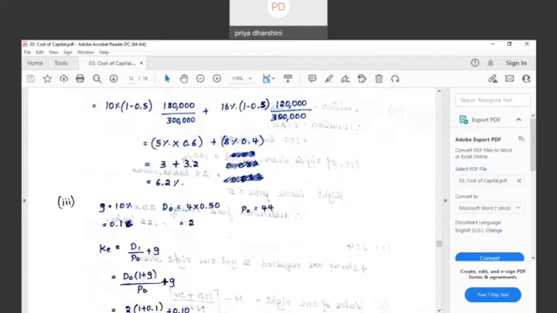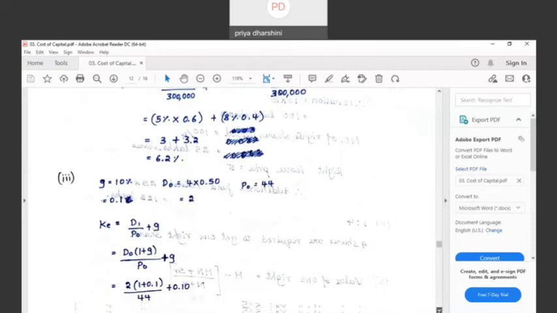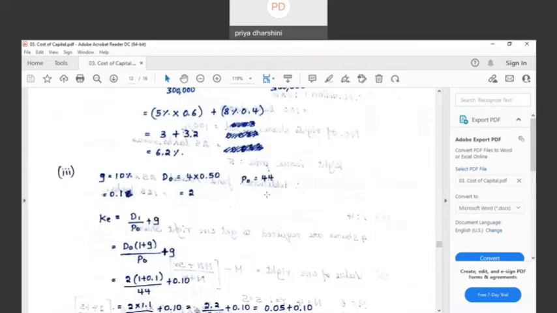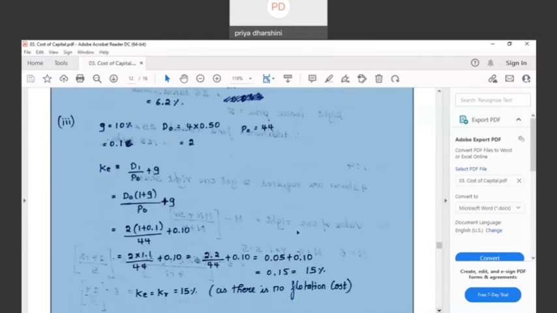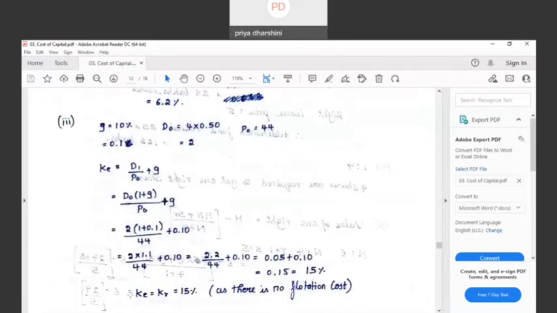Coming to cost of equity, they have told that the dividend payout is 50% of earnings. How much is the earnings per share? 4 rupees. On that 50%, so D0 is 2 rupees. How do you find D1? They have given growth rate is 10%. D1 is D0 into 1 plus g. So 2 into 1 plus 10%, which will give you D1, divide by P0. What is the price of the share? The current market price of the share is 44 rupees. So it is D1 divided by P0 plus the growth of 10%, which will give you the cost of equity. Cost of equity is 15%. Cost of equity is the same as cost of retained earnings, which is 15% again.